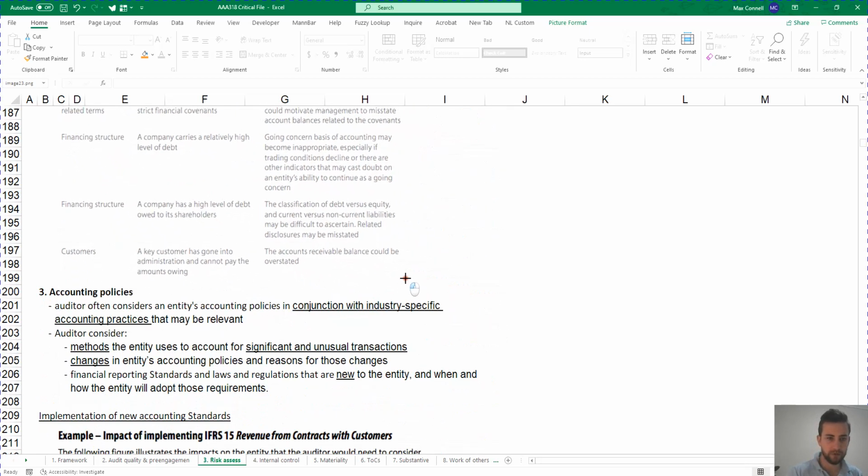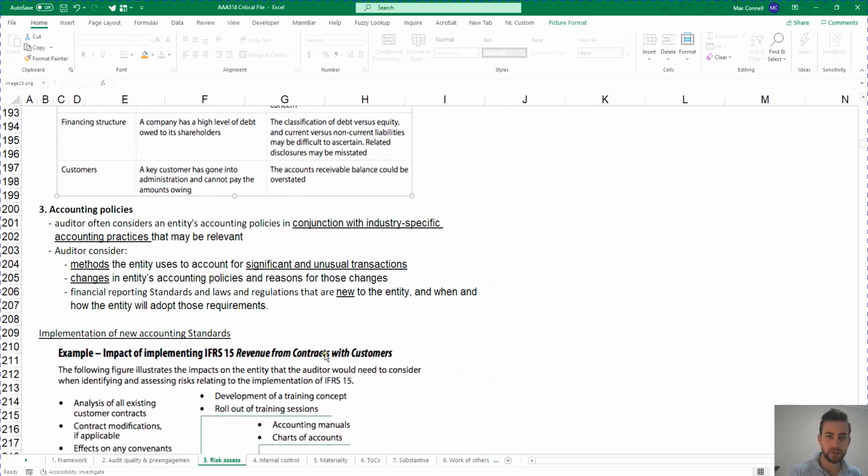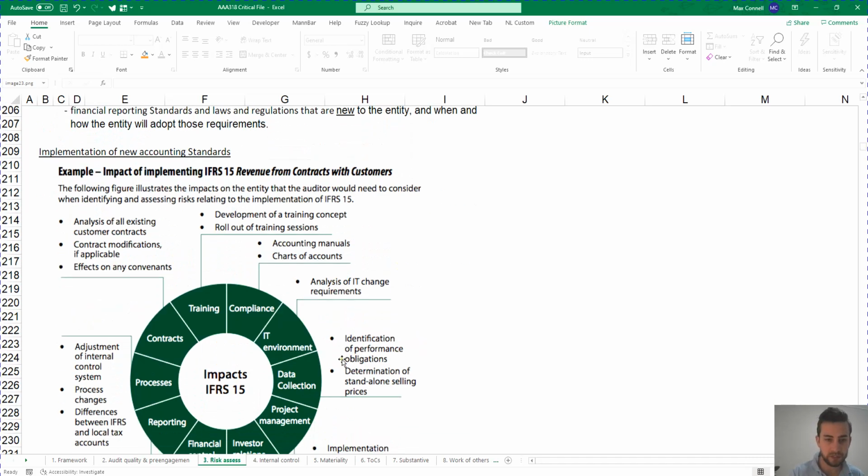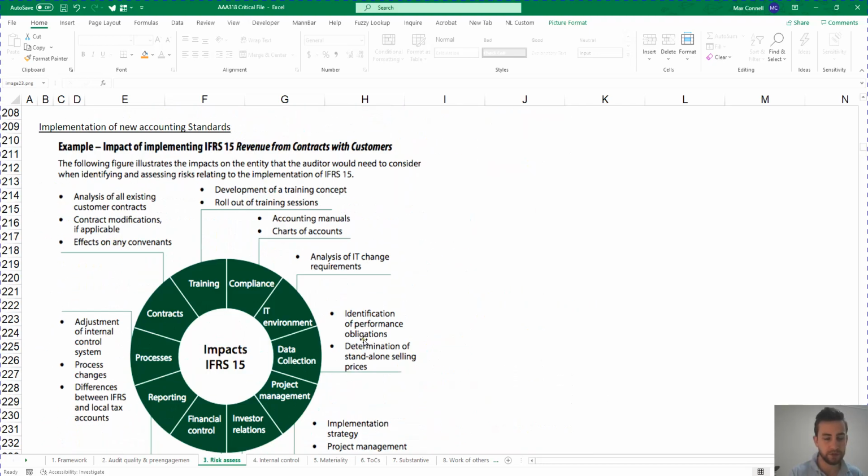Okay, so let's move on to the third one, which is accounting policies. So the auditor needs to consider the methods the entity uses to account for significant and unusual transactions, changes in entities' accounting policies and reasons for those changes, and finally, the financial reporting standards and laws and regulations that are new to the entity and how the entity will adopt those requirements. So the most important one probably that will come up a lot is IFRS 15. So this is the new revenue standard, and they've also got the lease standards as well.